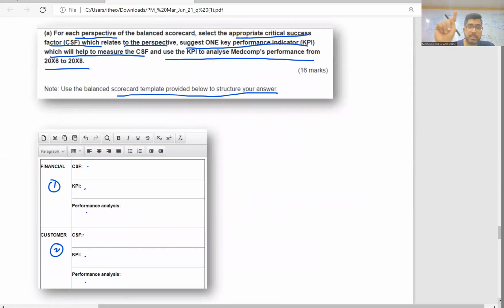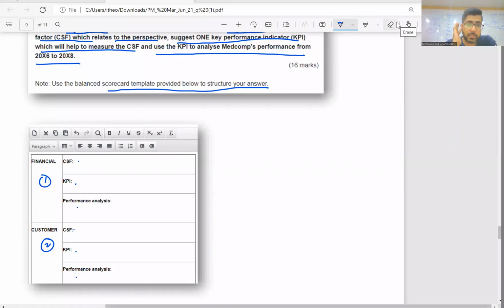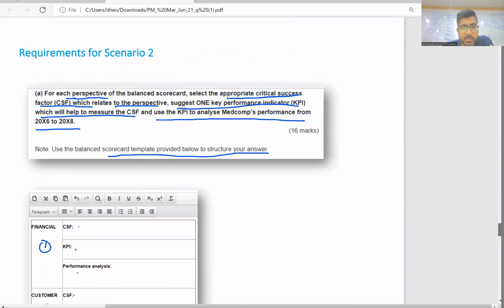And you have been given that for each perspective, select the appropriate CSF, suggest one key performance indicator to measure the CSF, and use the KPI to assess performance from 2006 to 2008. You don't have to assess performance just for 2008, but 2006 to 2008, and you have to use the template which will be provided in the exam. So you have to use the template, and in the template, you have to obviously write the answers. So you have understood the nature of the question, that for each perspective, select the appropriate CSF. First job is this. Then one key performance indicator, which will measure that CSF, and use that KPI to analyze MEDCOMP performance. So everything in performance measurement is usually gathered from the question.